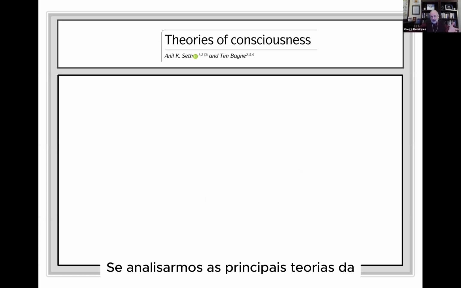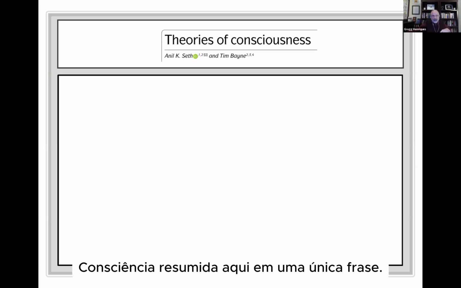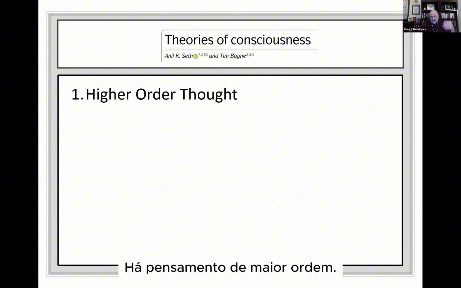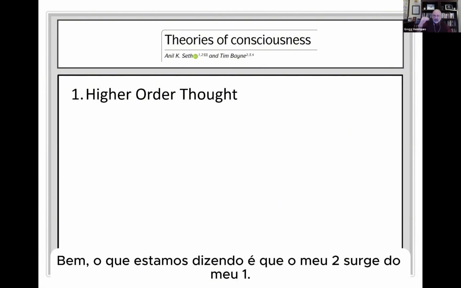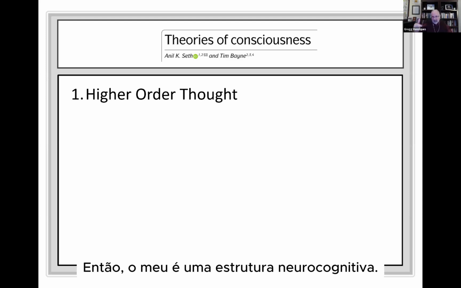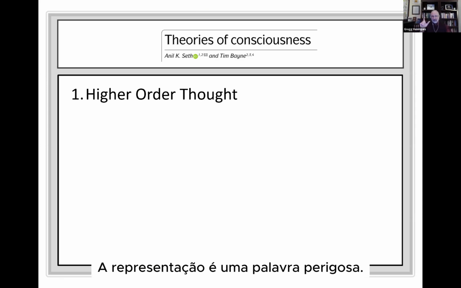If we look at the core theories of consciousness that's summarized here in Anil Seth, there's higher order thought. What does that say? Hey, it says that it's a thought on a thought. Well, what we're saying is mind 2 emerges out of mind 1, not out of the brain. So mind 1 is a neurocognitive structure. So this is representing on a representation. If you want to use that word loosely, representation is a dangerous word, but we use it broadly and loosely.